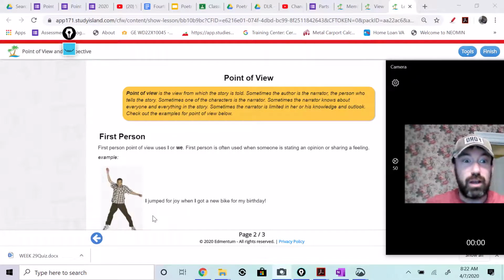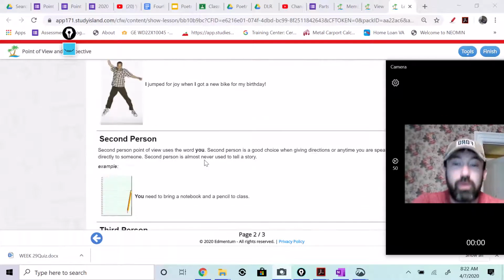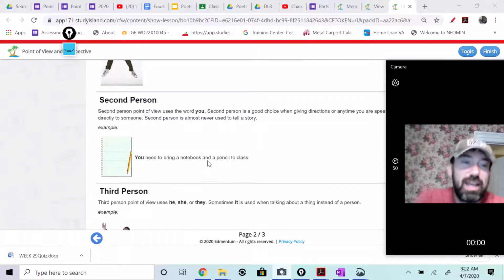I jumped for joy when I got a new bike for my birthday. All right, let's take a look at second person. Now, second person, we just wrote directions on how to put a balsa wood plane together, right? And so you were speaking directly to the person reading your directions.